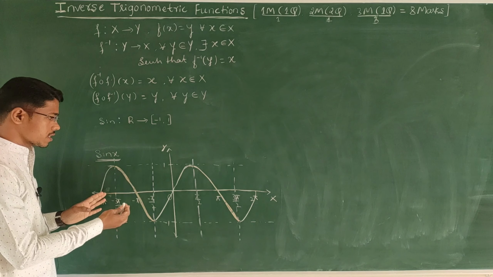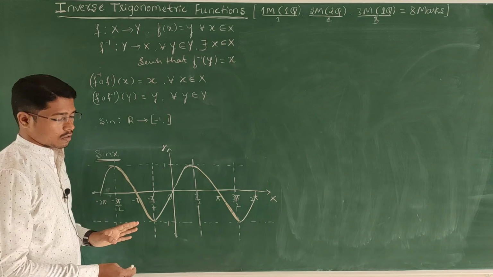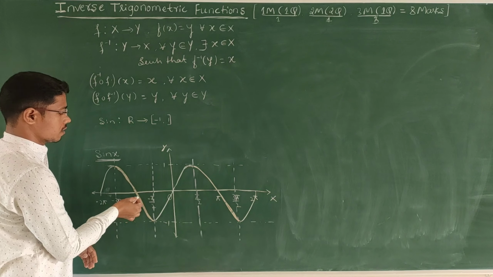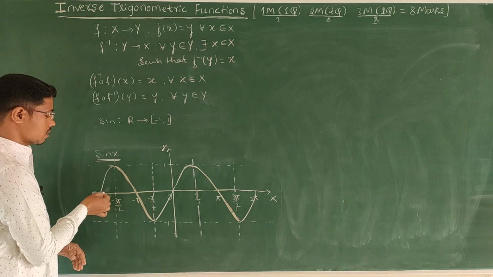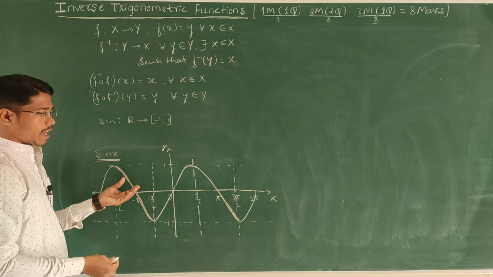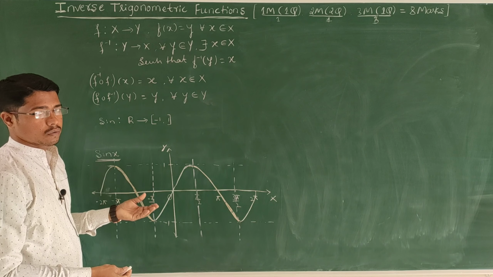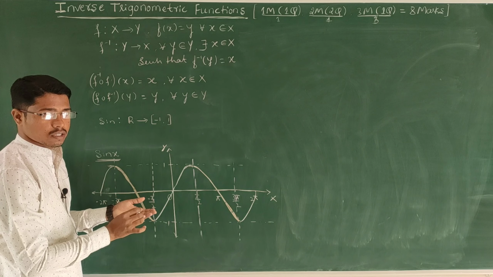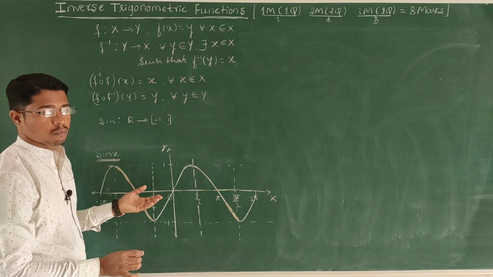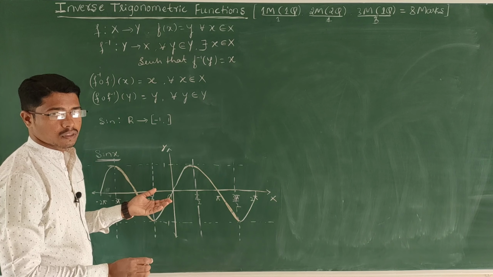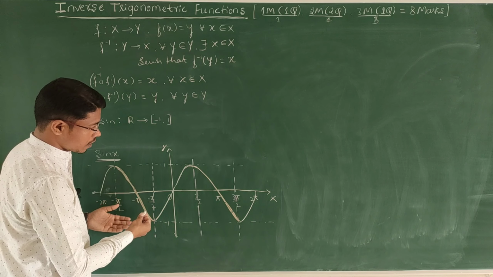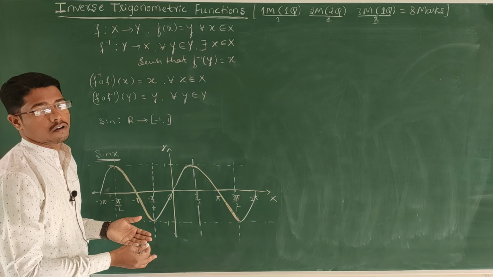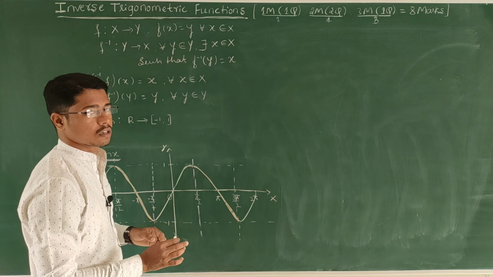See here, this is the graph of the sine function, with 0, pi by 2, pi, 3 pi by 2, 2 pi, and minus pi by 2, minus pi, minus 3 pi by 2, minus 2 pi. As per the definition of a bijective function, if I draw a line above the x-axis parallel to the x-axis, it meets more than one point of the graph of sine, therefore it is not one-one. Similarly, below the x-axis it meets more than one point, therefore it is not onto, and so it is not bijective.